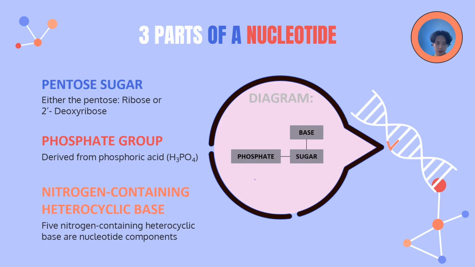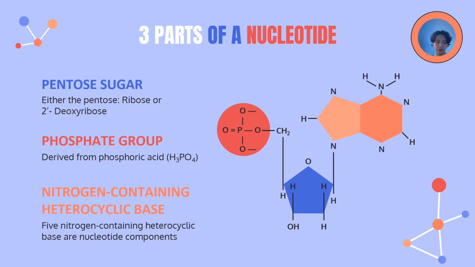One thing to note is that the system for numbering the atoms in the pentose and nitrogen-containing base subunits of a nucleotide is important and will be used extensively in later sections of this video. The convention is that, first, pentose ring atoms are designated with primed numbers. And second, nitrogen-containing base ring atoms are designated with unprimed numbers.